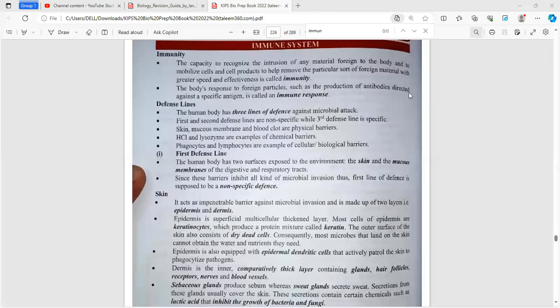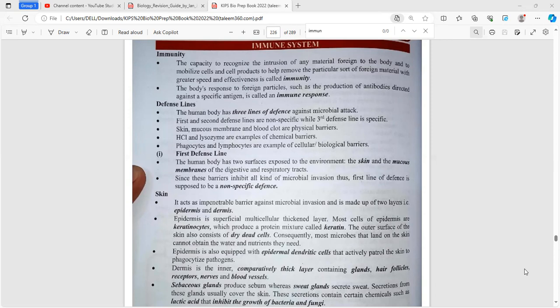Good morning. Today we'll be starting another chapter of immunity. So now there are three levels of immunity. There's a first line of defense in the human body, there's a second line of defense in the human body, and there's a third line of defense in the human body.